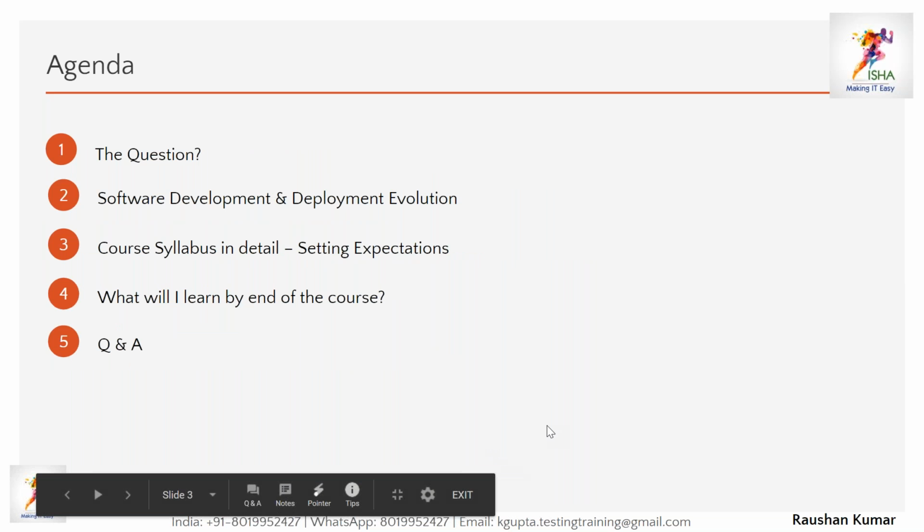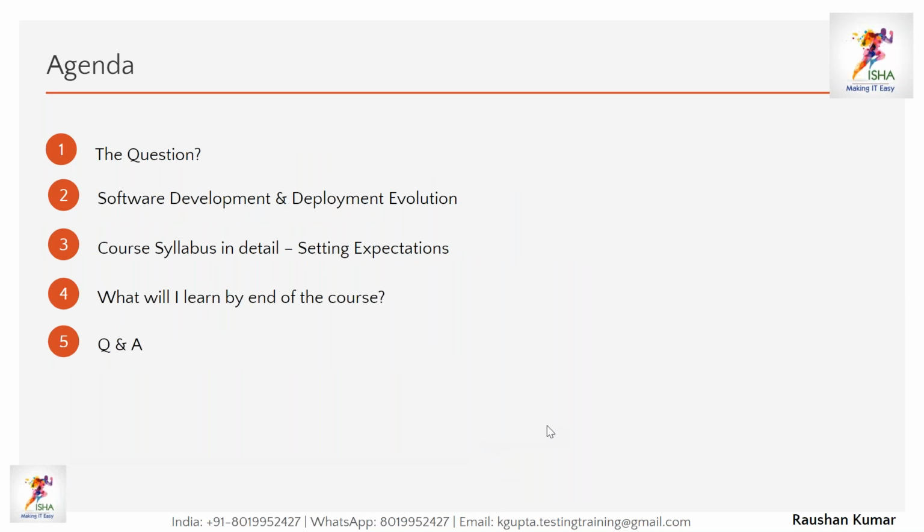So this will be the agenda of our discussion today. We'll start with a question, and then we'll go over software development and deployment evolution, and then finally we'll go into the course syllabus, and we'll set the expectations about this course, and then you can also post your questions. Then we'll look into what you will learn by the end of this course, so that you have a clear idea what you're going to learn and how we're going to go about this course journey.